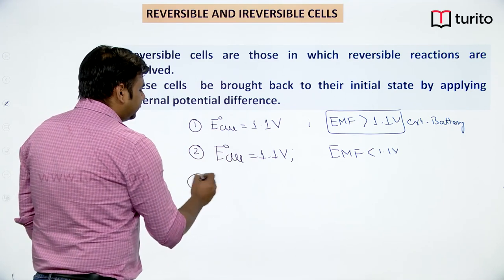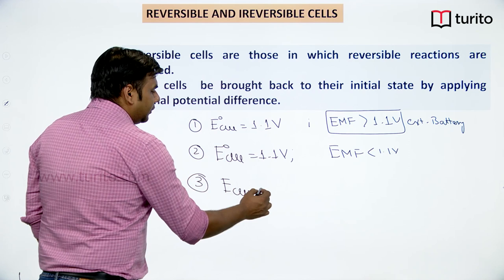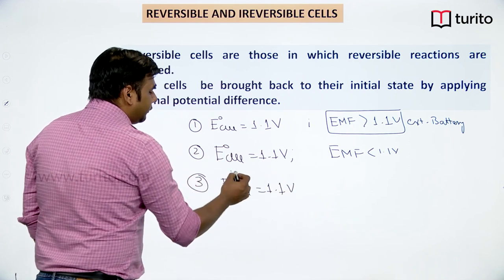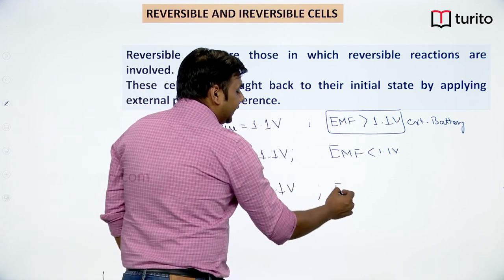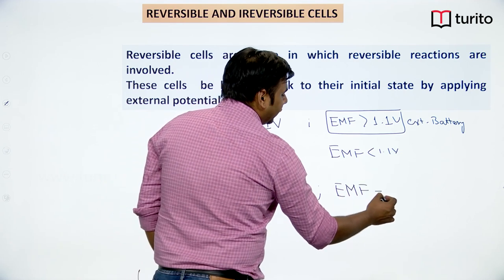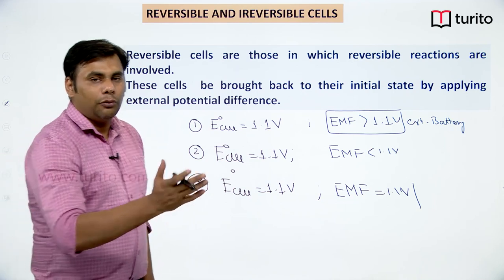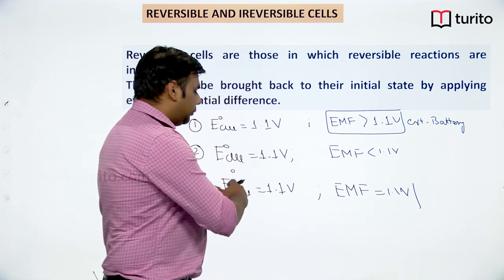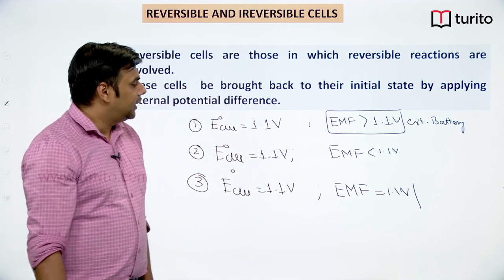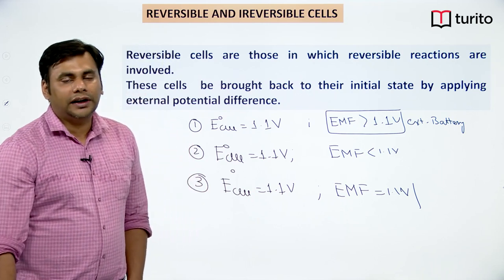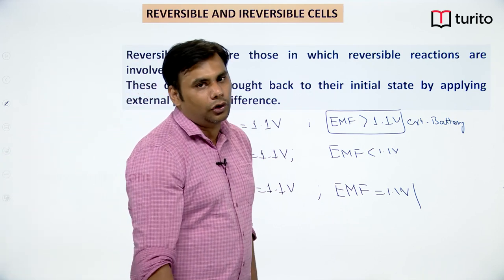Now when E naught cell was equal to 1.1 volt and the external EMF applied is 1.1 volt, this would again cause no change, because the opposing and the driving potentials are the same. So the net current would become zero and the cell would become non-operating.